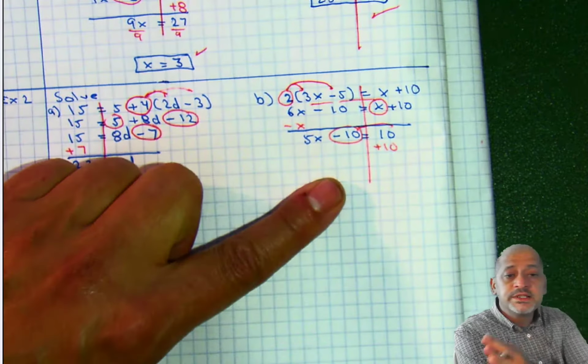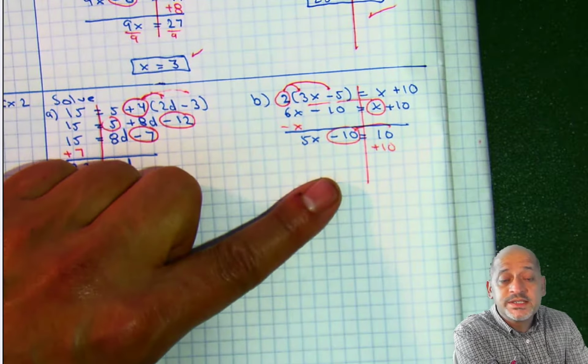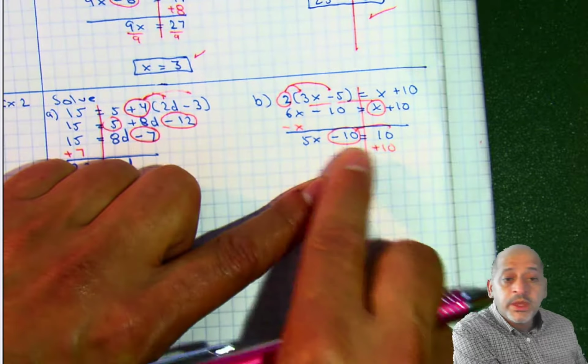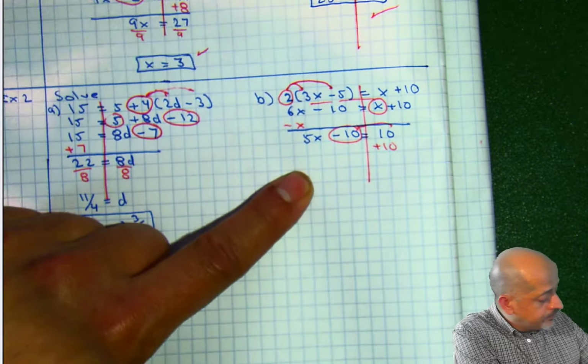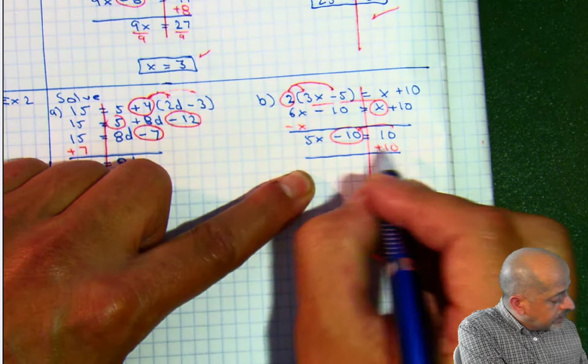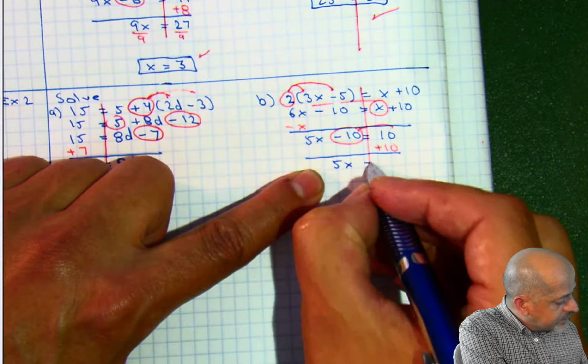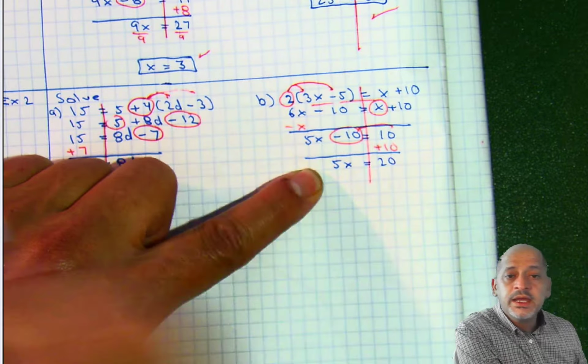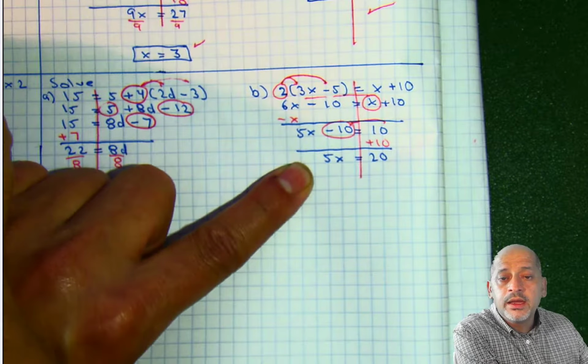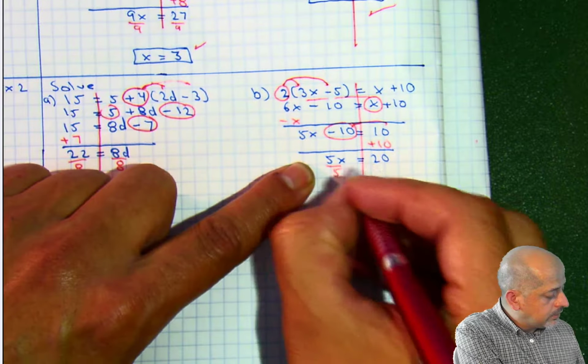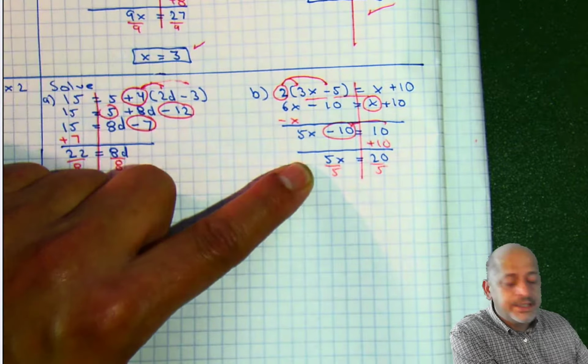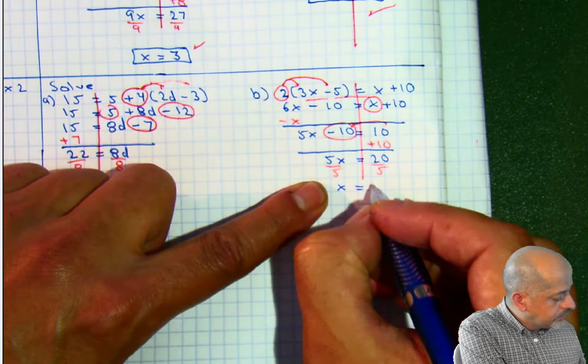Remember, whenever you move things left or right, you have to remember to change the sign. That's a negative, becomes a positive. Draw the line. And now I have 5x equals 10 plus 10 will give me 20. And the last step will be to divide by 5. So therefore, x equals 4.